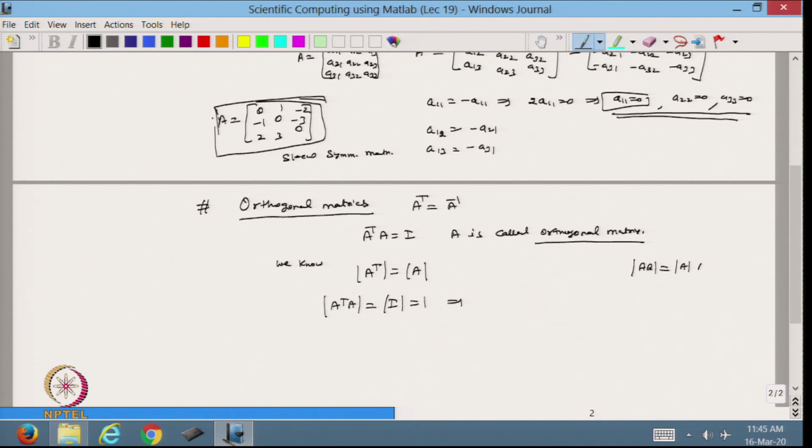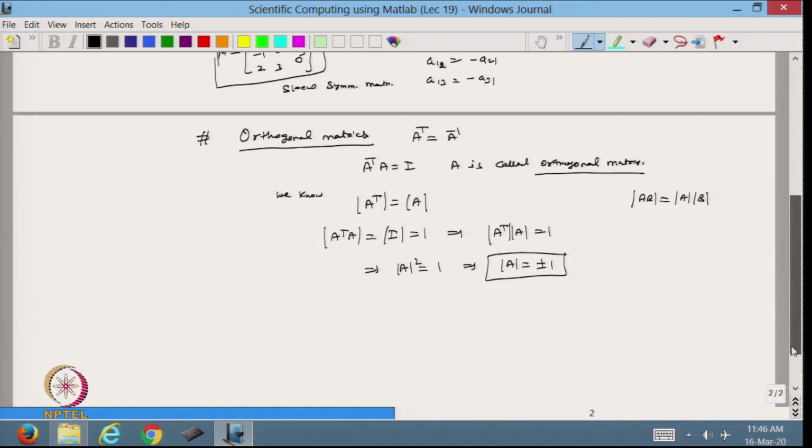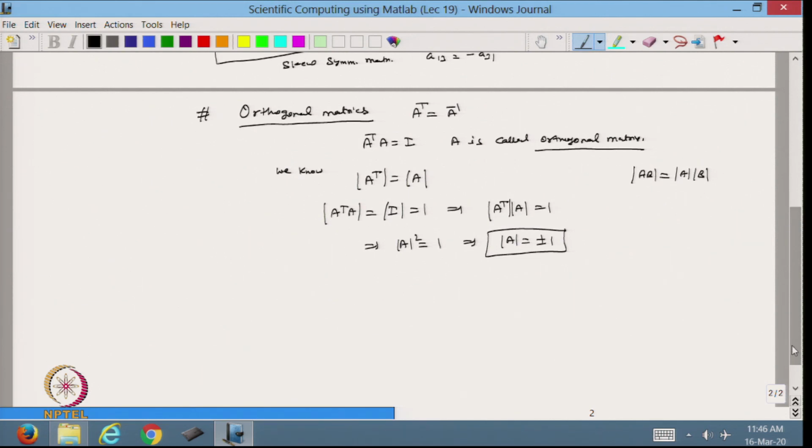So, the determinant can be written like this one. So, from here I can write determinant is equal to 1 and the determinant will be same as this one. So, from here I can write that this square is equal to 1. So, from here I can write this is equal to plus minus 1. So, if I have an orthogonal matrix, then the determinant of the orthogonal matrix is always either plus 1 or minus 1. So, that is the way we can find the determinant of an orthogonal matrix. So, this is the condition about the orthogonal matrix.